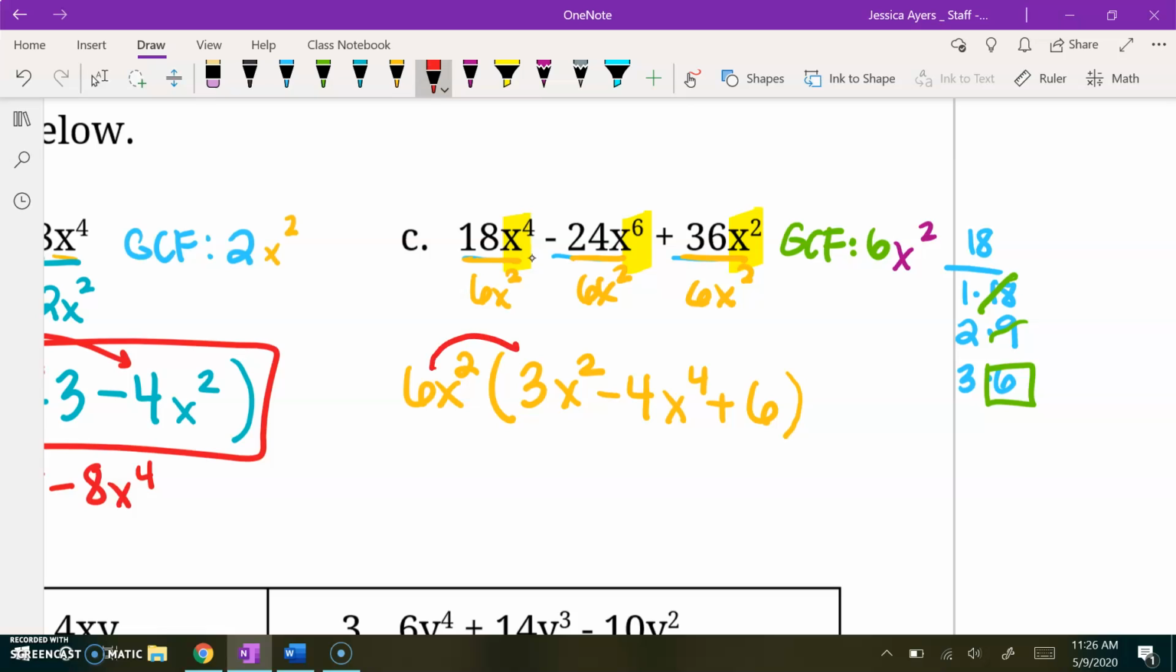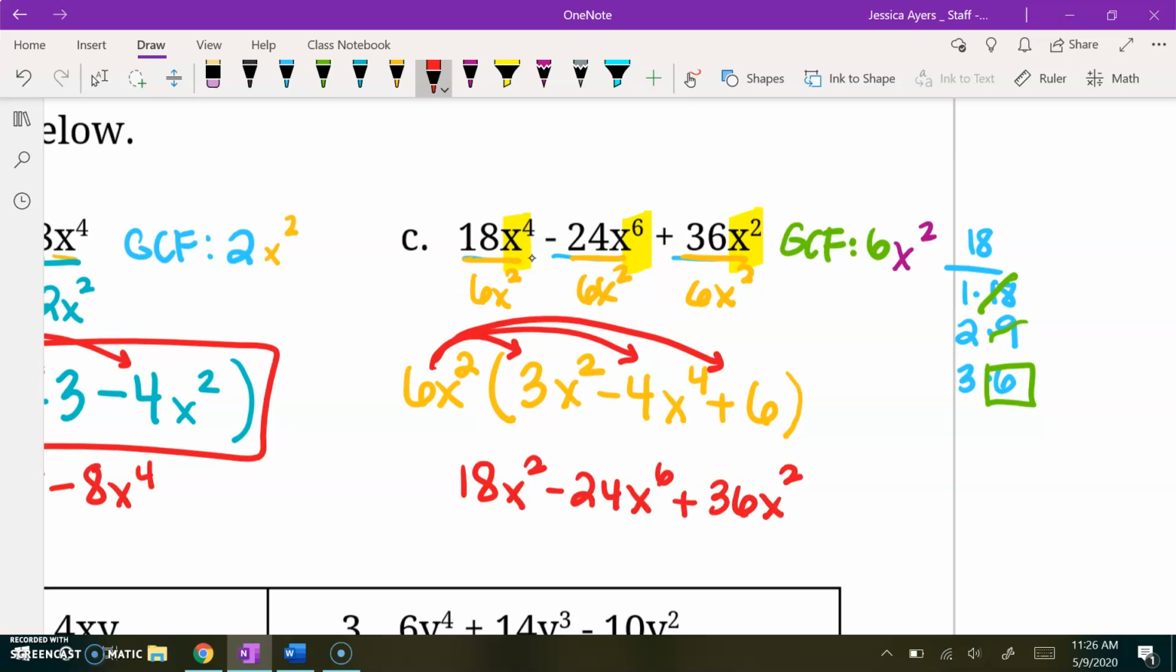Checking back, 6x squared times 3x squared is 18x squared. 6x squared times negative 4x to the 4th is negative 24x to the 6th. And 6x squared times 6 is plus 36x squared. That matches what we had to begin with, so we are done. At this point, everything we're taking out is positive, so our signs should always stay the same as what they were in the beginning of our trinomial.